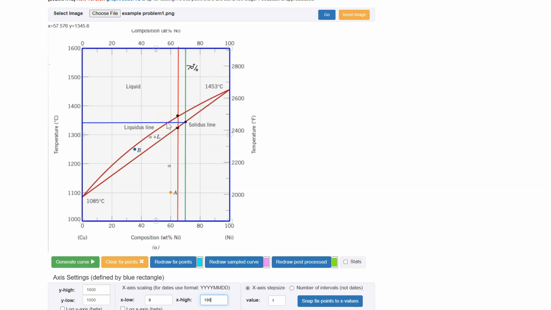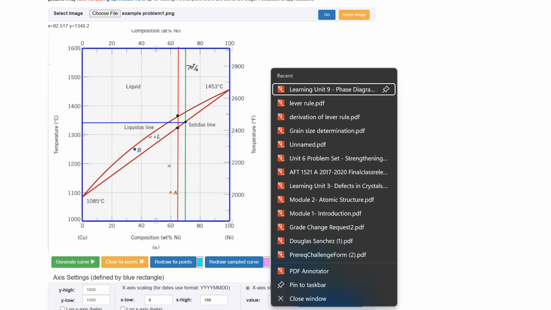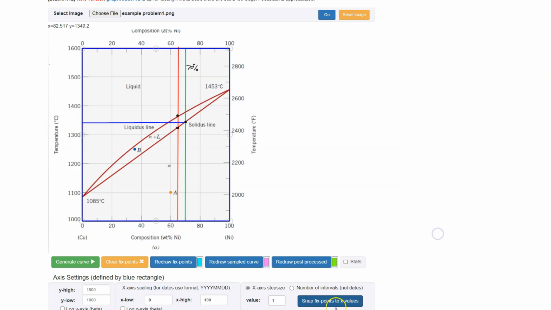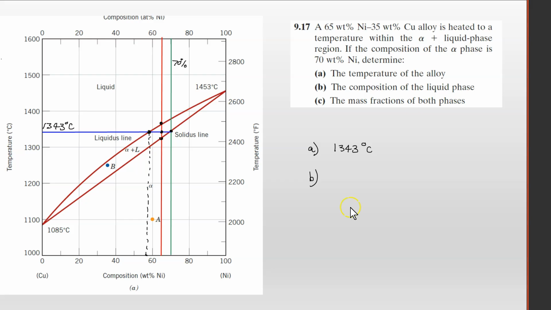So this point here, I'm getting 58, okay. And this would be 58 weight percent nickel.